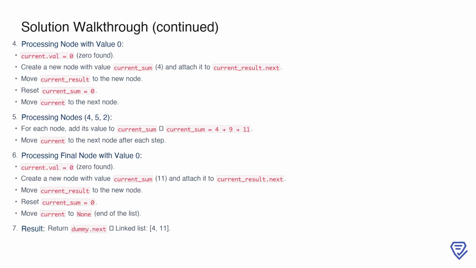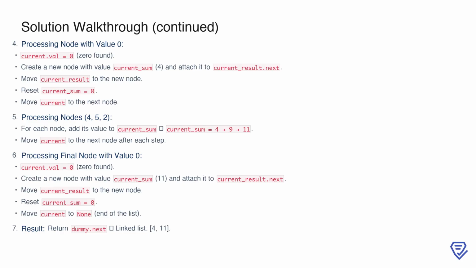Now we encounter a node with a value of 0, which acts as a delimiter. At this point, we create a new node with the value of current_sum, which is 4, and attach it to the next pointer of the current_result node. Then, we move the current_result pointer to this newly created node and reset current_sum to 0, preparing to accumulate values for the next segment. Moving forward, we process the nodes with values 4, 5, and 2 sequentially.